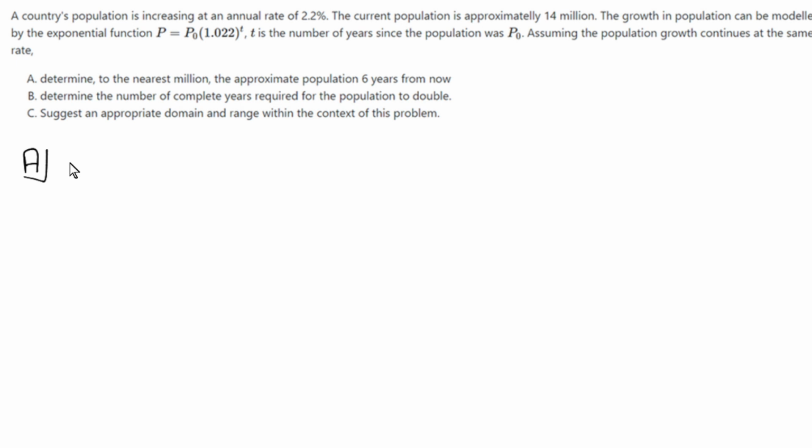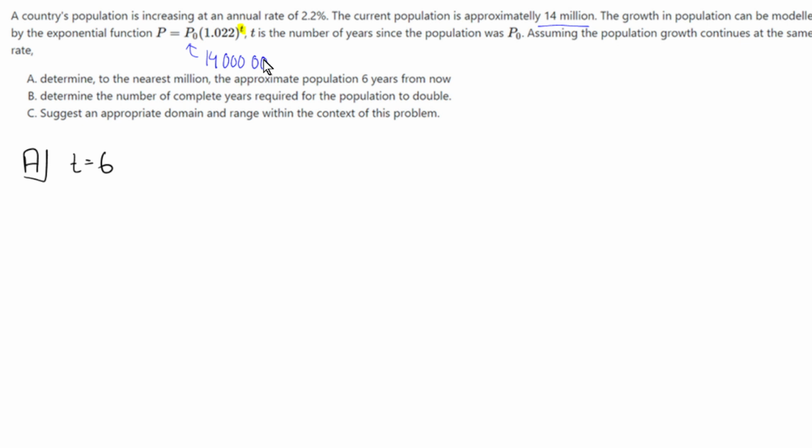6 years from now means that t equals 6 years. And then it's just a matter of replacing t in this equation with 6. Now p0, right there, is the starting population size, and that is 14 million. So 14 million, 14 followed by 6 zeros.